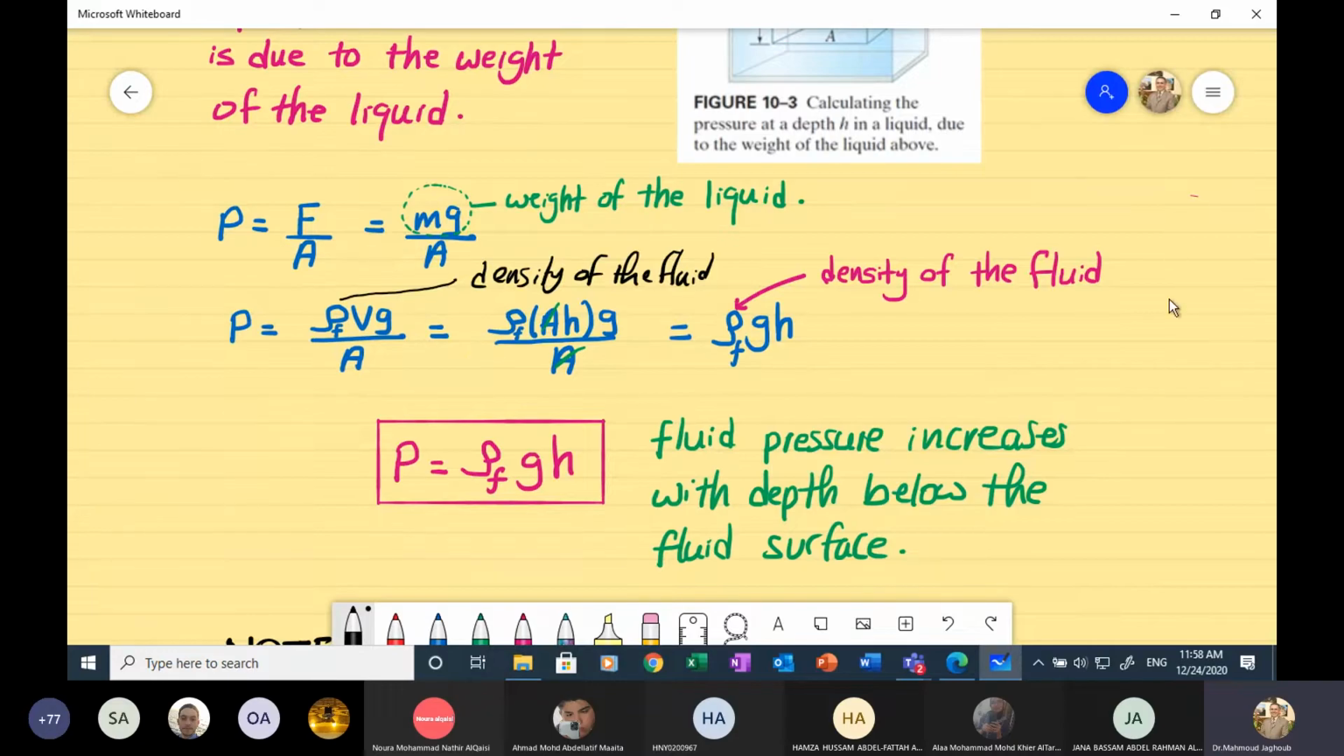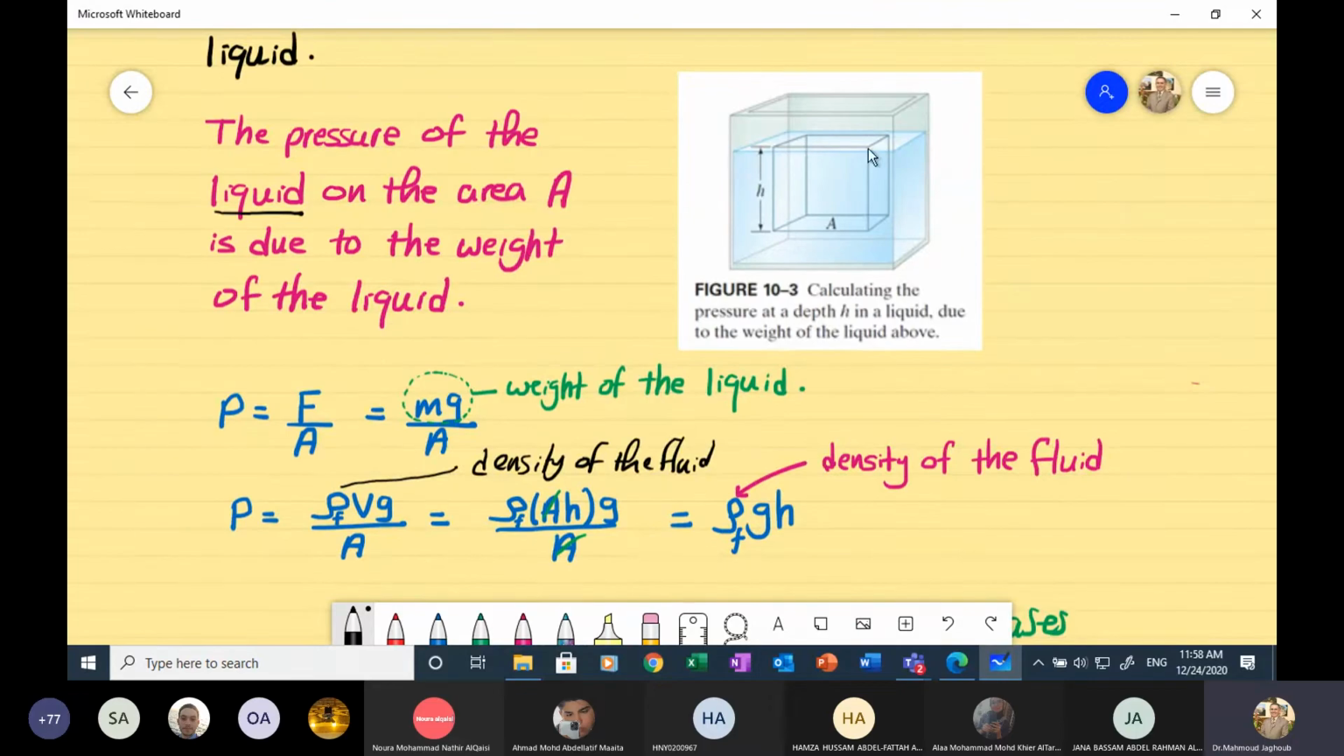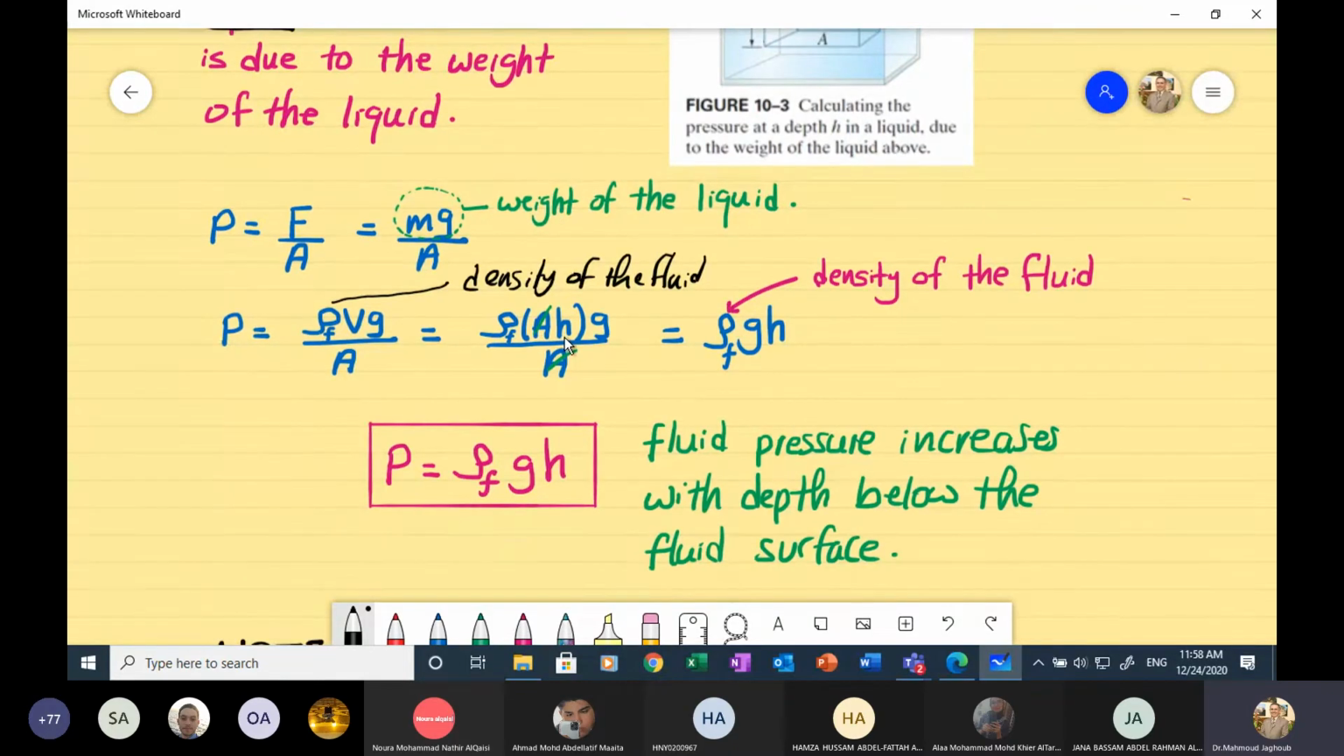It's going to be equal to, who tells me what is the volume of this box of liquid? The box has an area A and height h. What is the volume of this liquid? A multiplied by h. Yes, it's the surface area of the base multiplied by the height. So instead of volume, I can write A multiplied by h multiplied by g divided by A. This is the original A. What happens to the area? It cancels out. So you get P equals rho fluid, density of the fluid, multiplied by the gravitational acceleration multiplied by h.